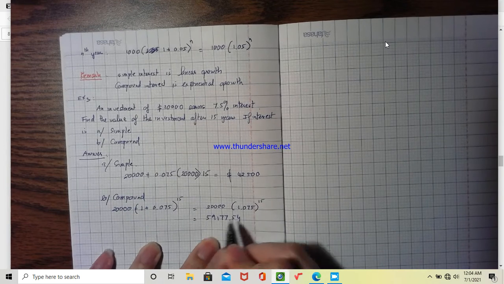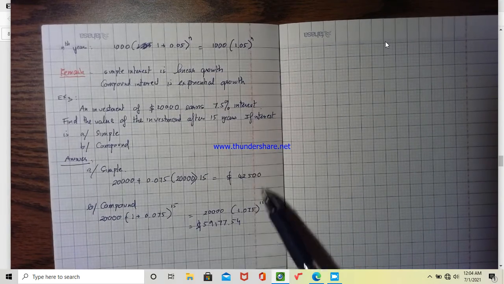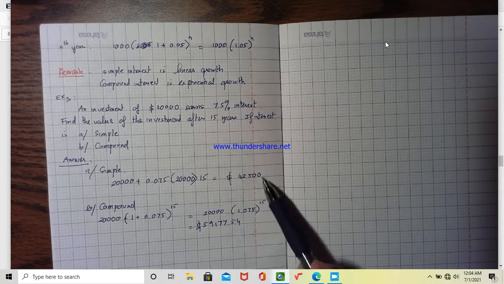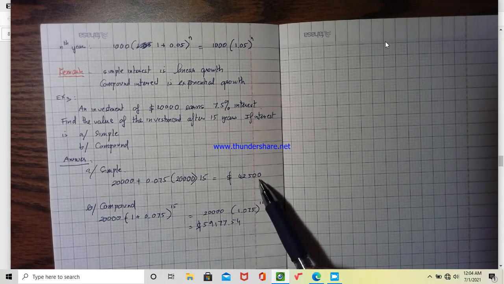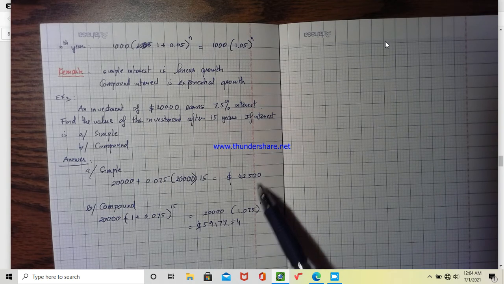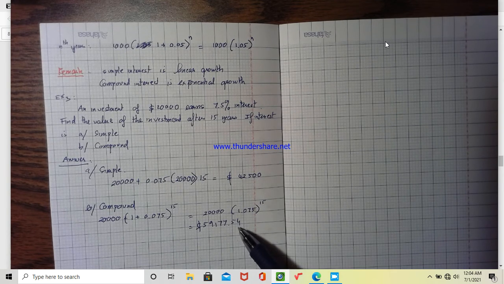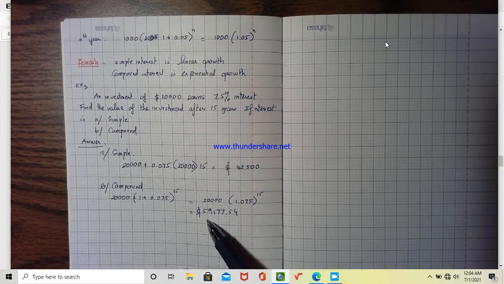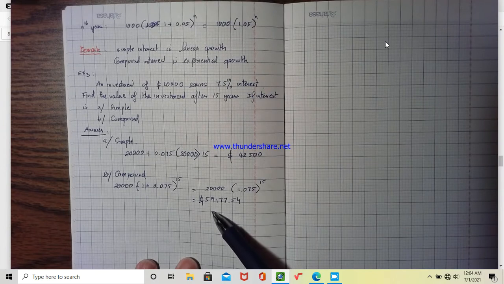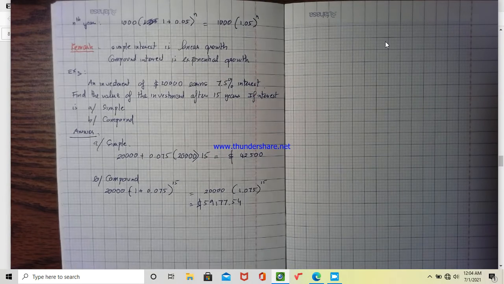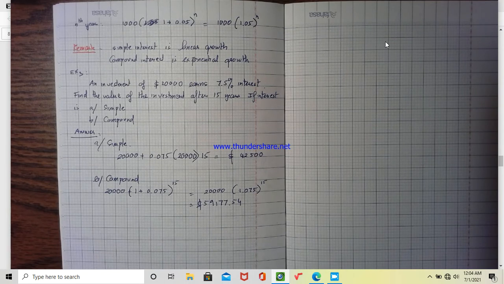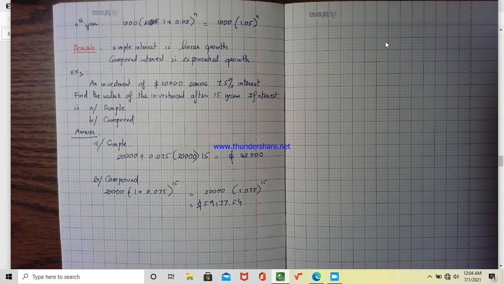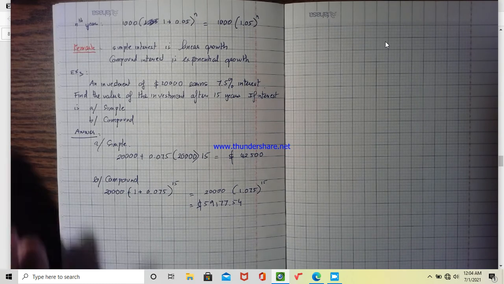$59,177 and 54 cents. So if you compare the two methods of investment, you see that compound interest always helps you make more money. Compared to the simple, 42, but this is 59. It's very good. So basically that is how you do simple and compound interest.